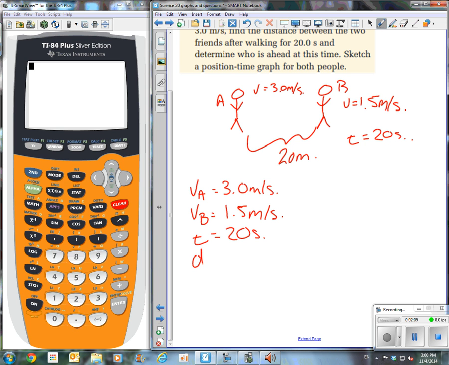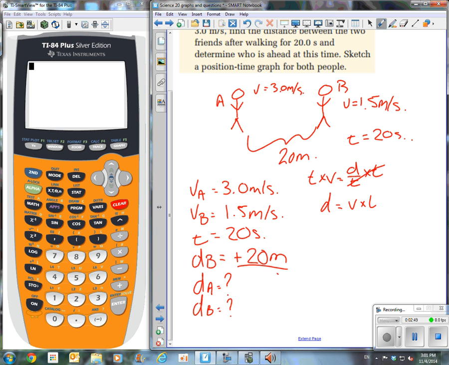We also know that the distance person B has is going to have this added 20 meters, as a memo to myself. The question is asking who is ahead at this time, so it is asking us for the displacement of person A and the displacement of person B. v equals d over t, so to figure out displacement, I need to multiply both sides by t in order to cancel out time. So I know d is v times t.